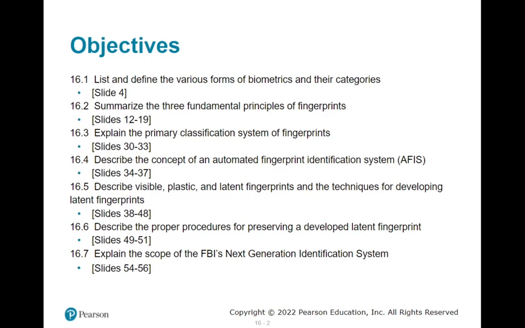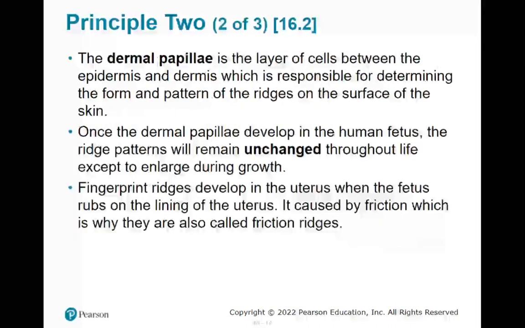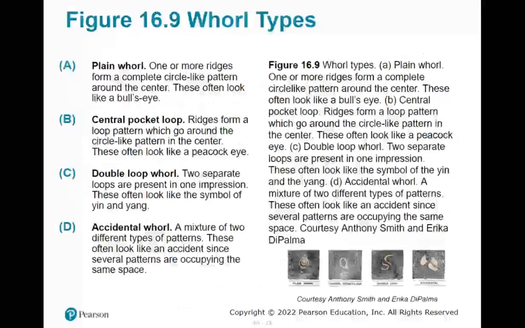Describe the concept of an automated fingerprint identification system, or AFIS. Describe visible, plastic, and latent fingerprints and the techniques for developing latent fingerprints. Describe the proper procedures for preserving a developed latent fingerprint, and then explain the scope of the FBI's next generation identification system, or NGI.